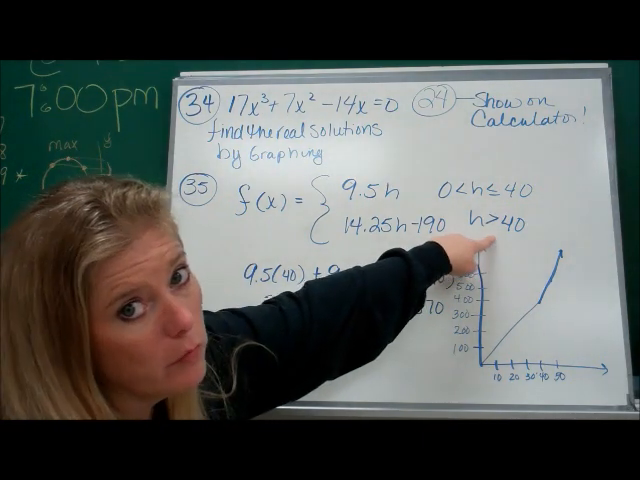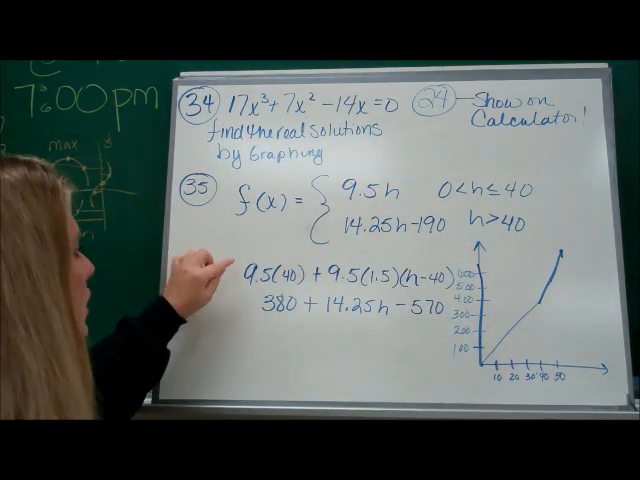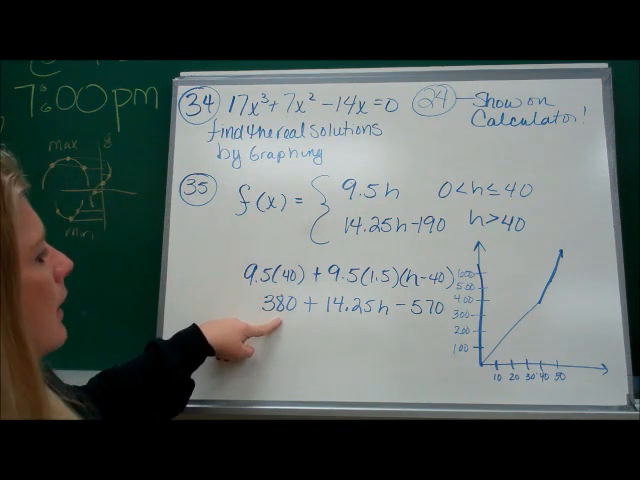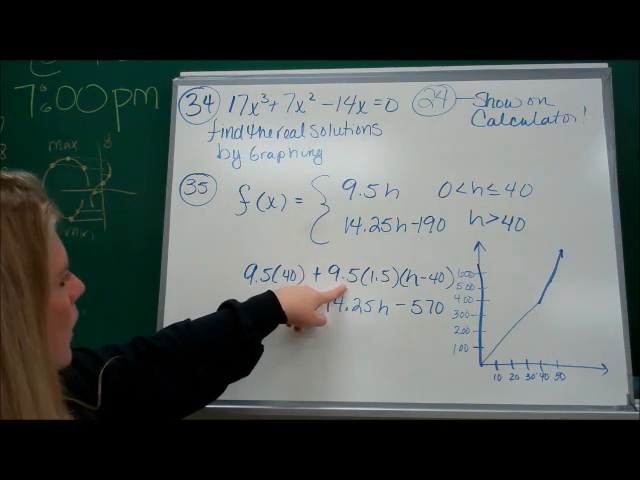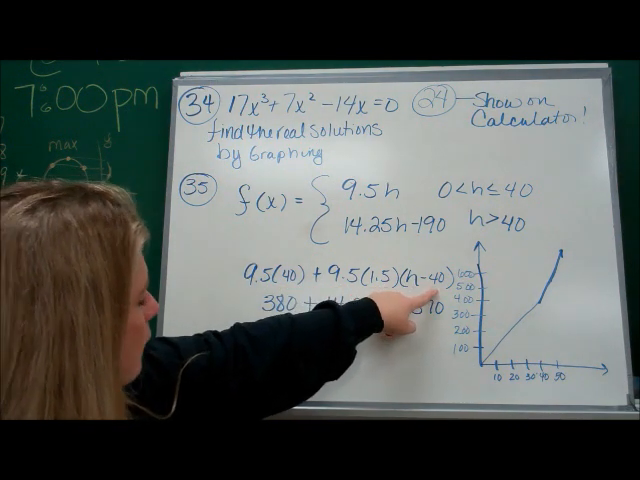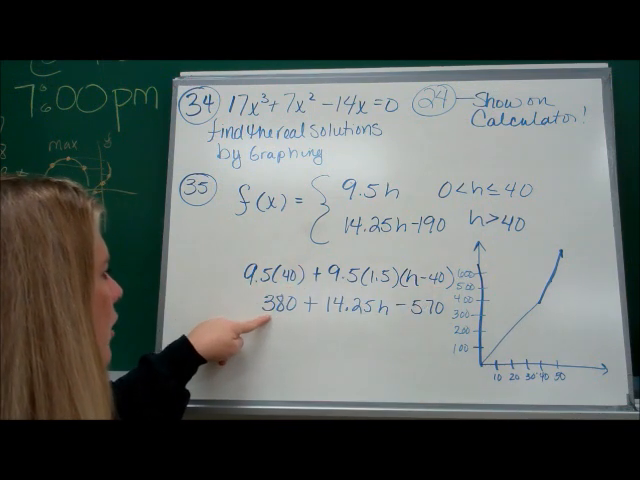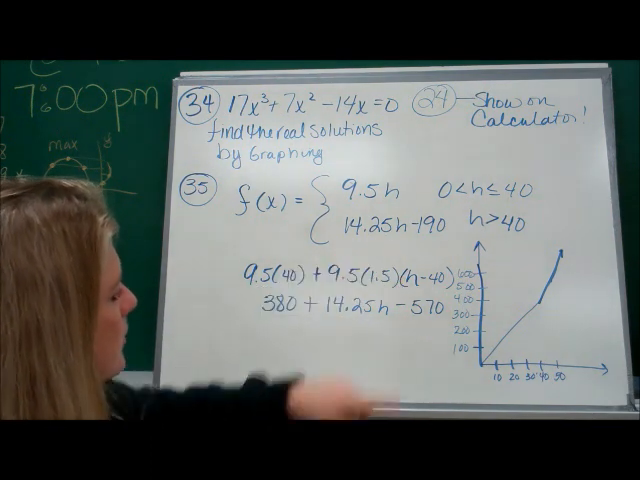If you're working more than 40 hours, then you're going to get 40 hours of regular pay. So 9.5 times 40, you're going to get that 380. Now, time and a half means 1.5 times your regular pay, and then times h minus 40. Why h minus 40? Because the 40 hours are already in this number. Simplify it and it comes up to here.